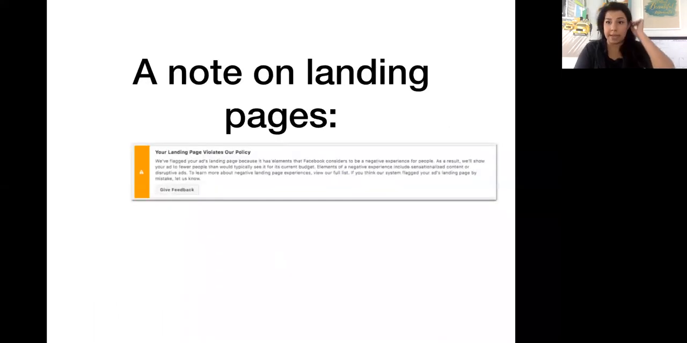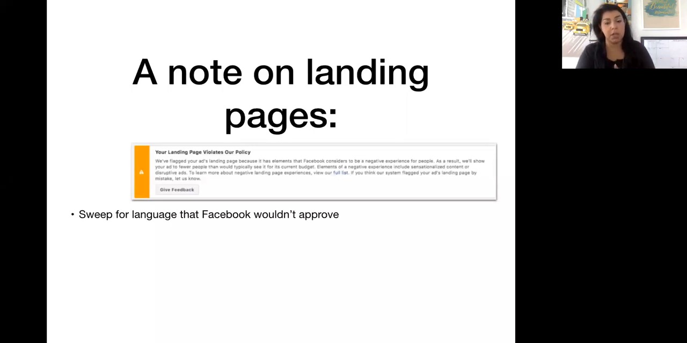Okay, a quick note on landing pages, because this is new. Well, not new. The rule came in about a year ago, if not longer, but now they're really enforcing it on a new level. Your landing pages generally need to protect the user experience. All of the things that were true for your ads need to be true for your landing pages. So sweep for language that Facebook wouldn't approve. This is also for your sales pages.